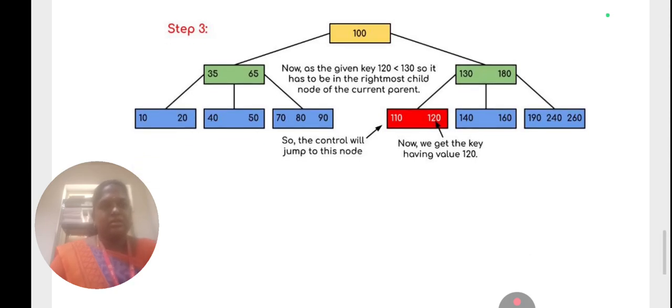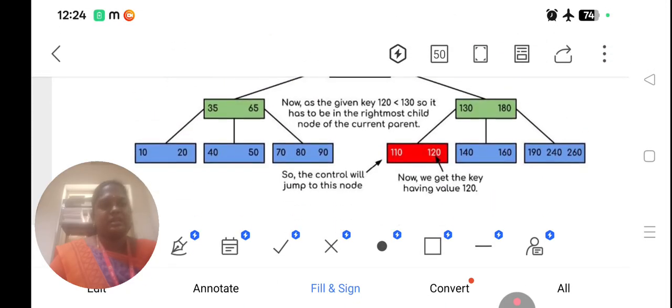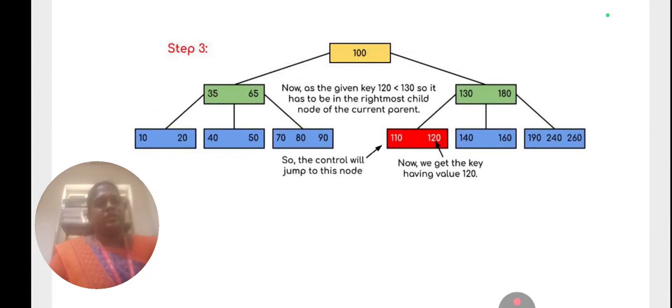Okay, so the jump will happen from 110 to 120. And then, if you have another value between 110 and 120, it will be in the center of the parent node.